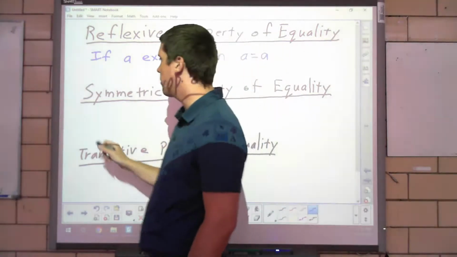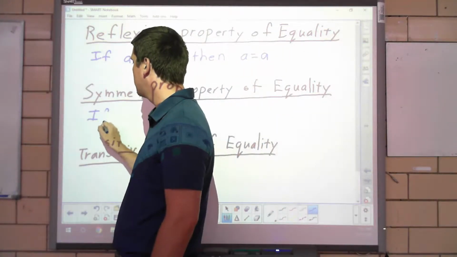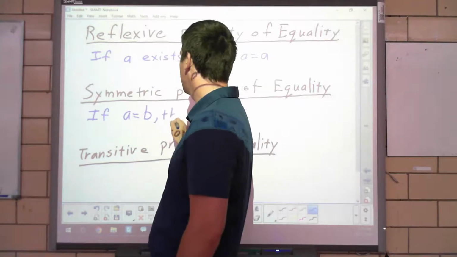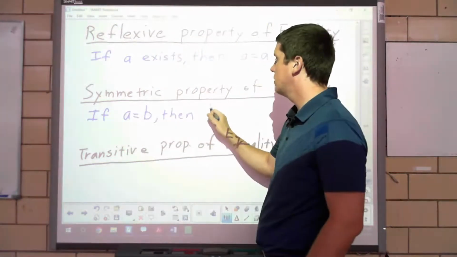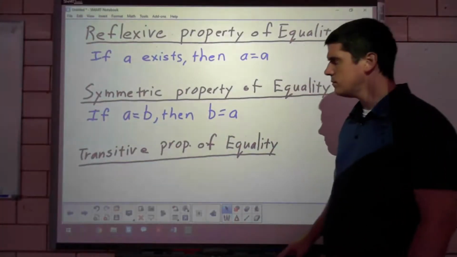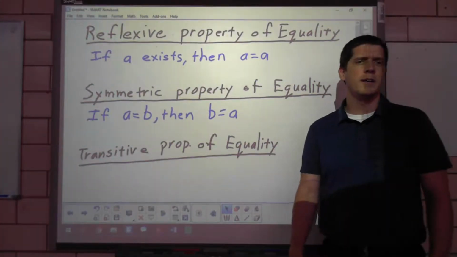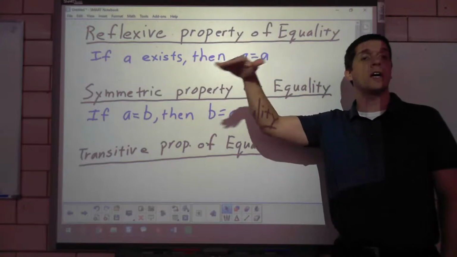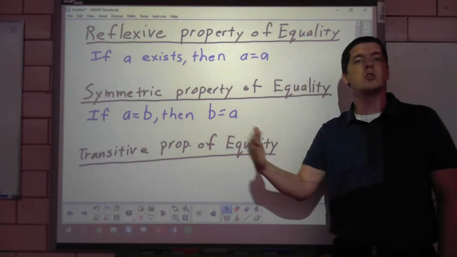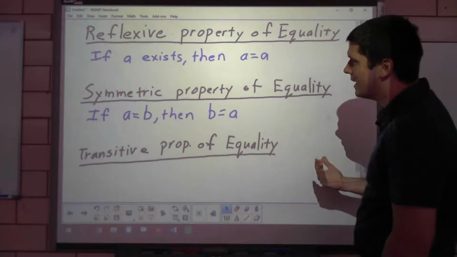The symmetric property states if A equals B, then B equals A. If I'm as tall as Mr. Snyder, Mr. Snyder is as tall as me. Those two things go hand in hand.